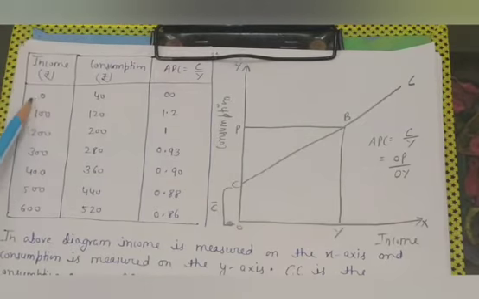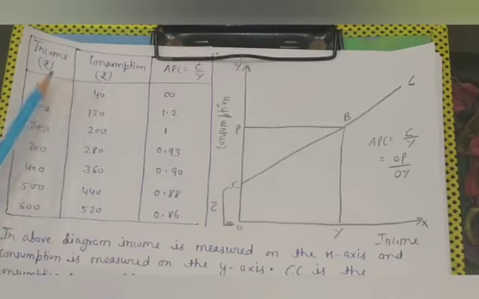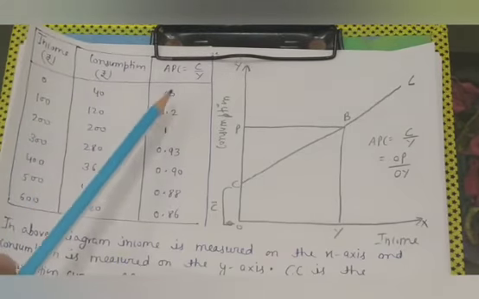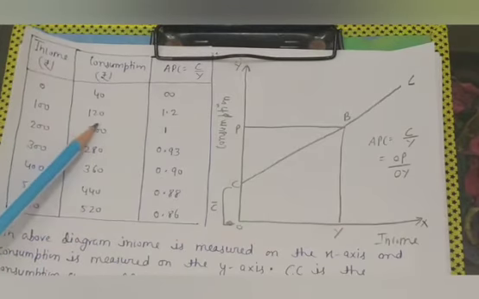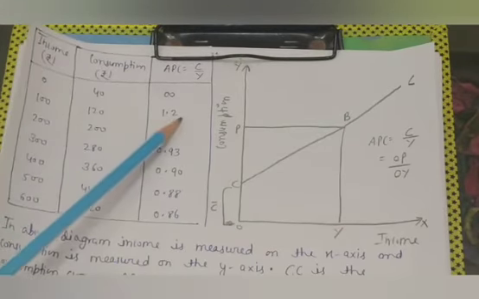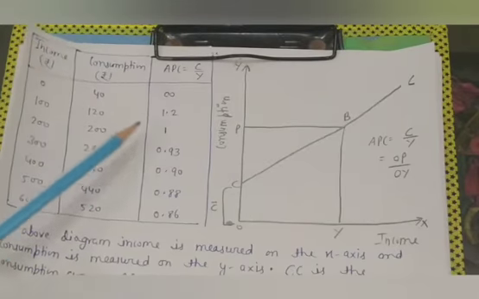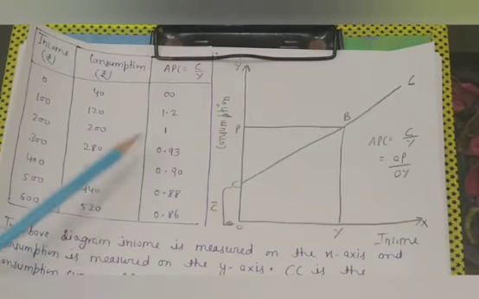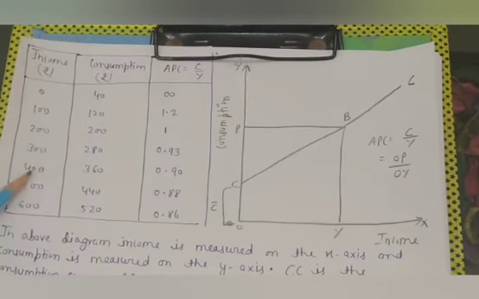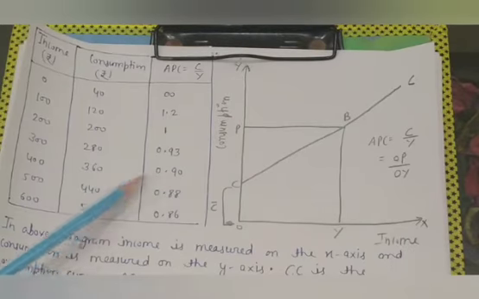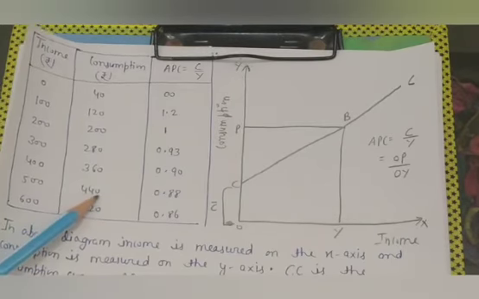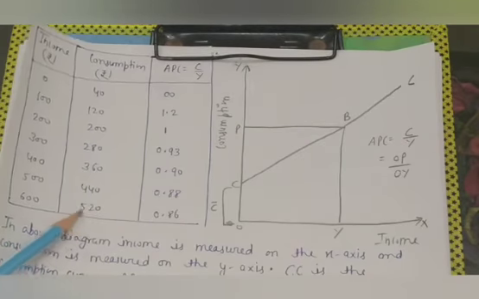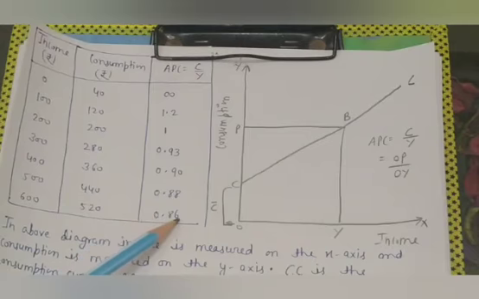40 divided by 0 means infinity. Any positive value divided by 0 will be infinity. 120 divided by 100, 1.2. 200 divided by 200, 1. 280 divided by 300, 0.93. 360 divided by 400, 0.90. 440 divided by 500, 0.88. And 520 divided by 600, 0.86.